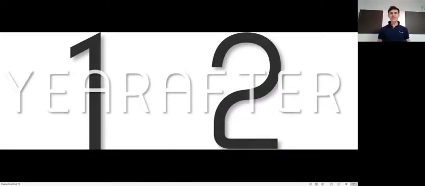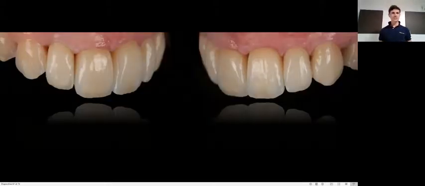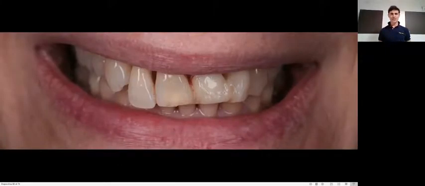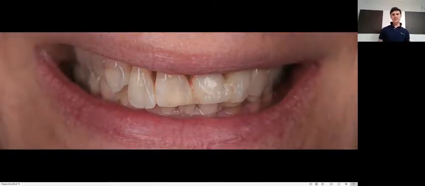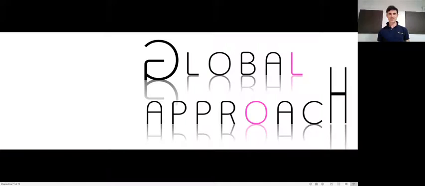So 1 year and 2 years after, this is the situation, very stable situation, very stable X-ray feature, and the baseline to the last follow-up extraoral photo, and this patient is very happy. I was so happy too.